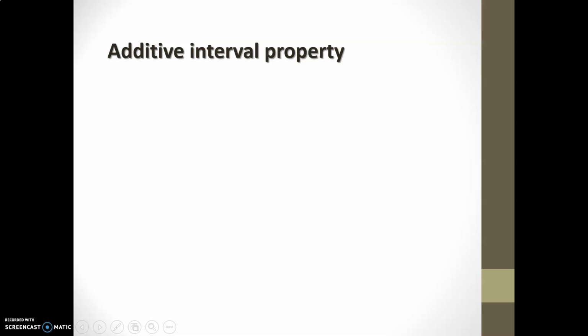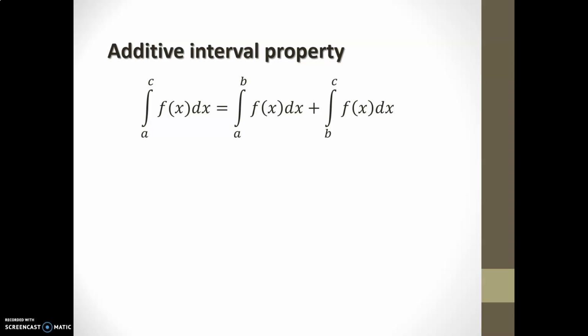The next property we'll discuss is the additive interval property, which states that the definite integral from a to c can be replaced by the integral from a to b added to the integral from b to c, as long as we maintain the same function as the integrand.